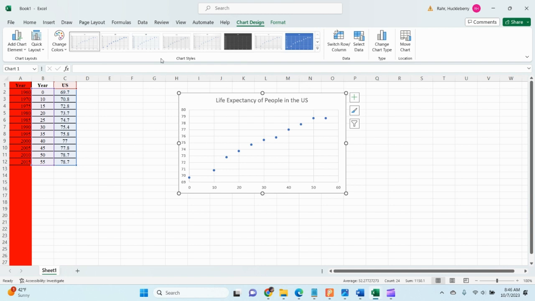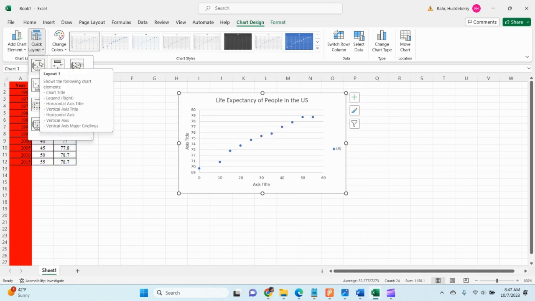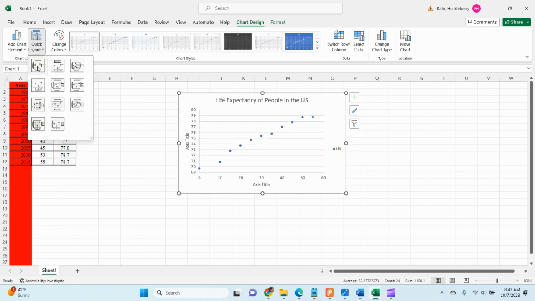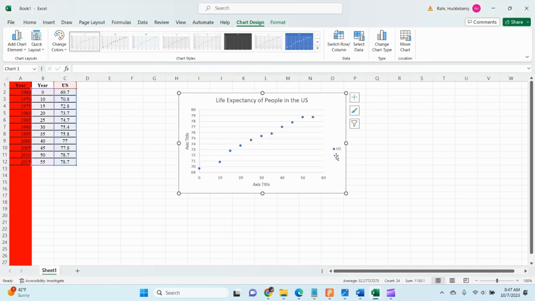I can come over here to where it says quick layout and choose the first one. The first one tells me chart title, legend, horizontal axis, vertical axis. It gives me all of the things I have in that layout, and that's a great one to have. If I take that, I'm going to get rid of this key. Just hit delete on my keyboard because I don't need that. I only have one item.